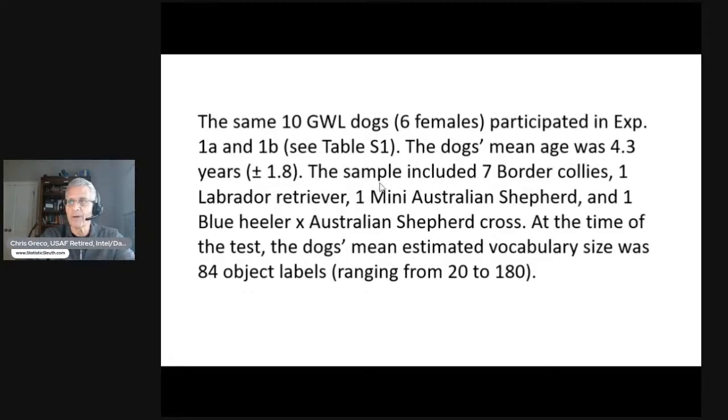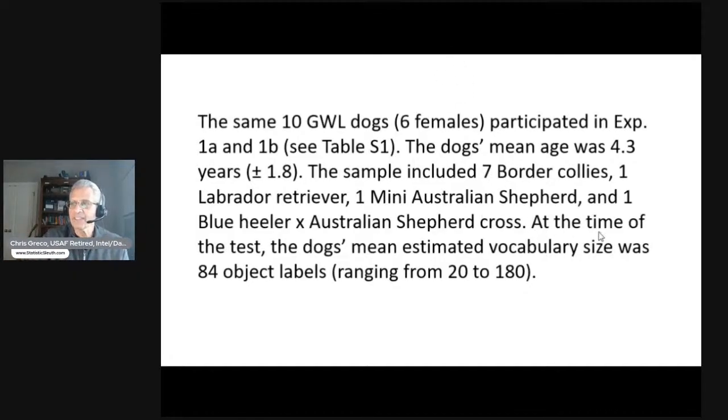The sample included 7 border collies, 1 Labrador Retriever, 1 mini Australian Shepherd, and 1 Blue Heeler Australian Shepherd mix. So you have 7 border collies. Now, I don't know what you know about border collies, but border collies are really smart dogs. I mean, they are very, very smart dogs. They use them to herd sheep. These are not dumb dogs. The dogs themselves will herd sheep. It's just pretty amazing.